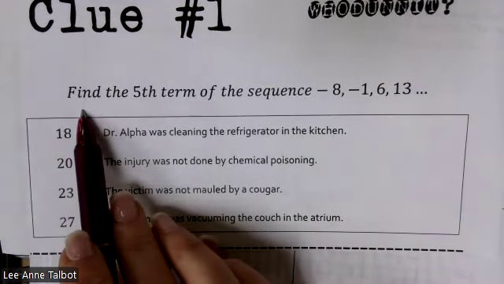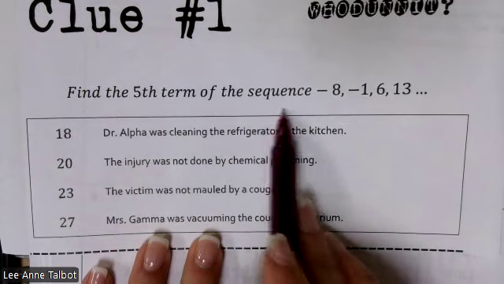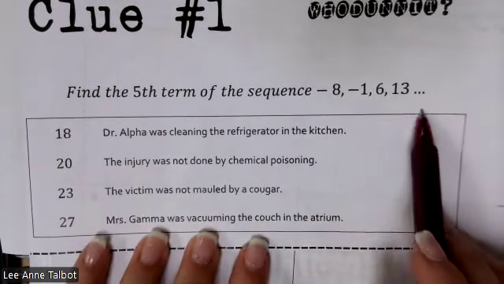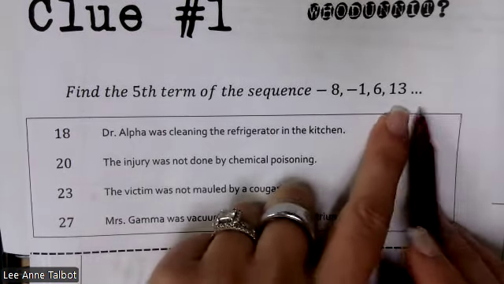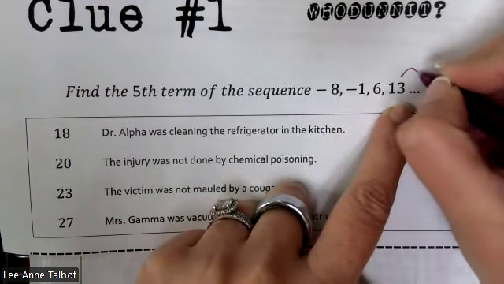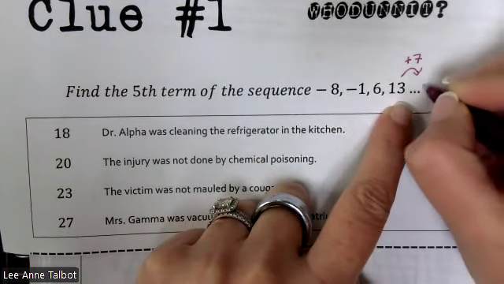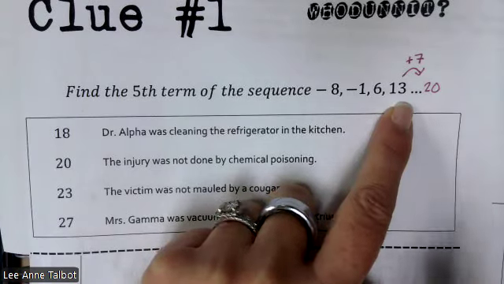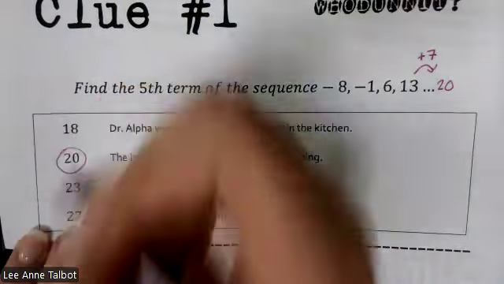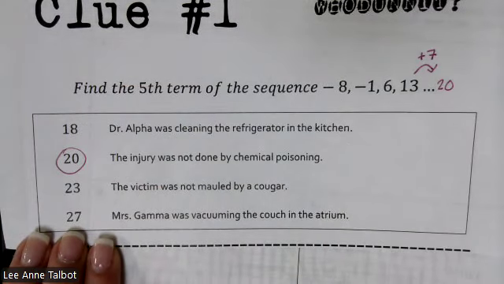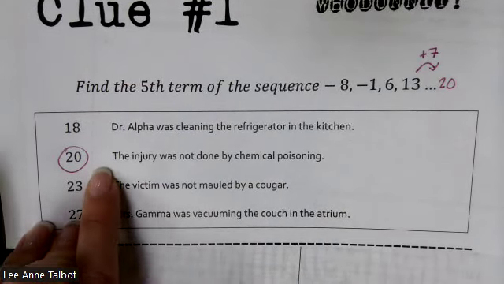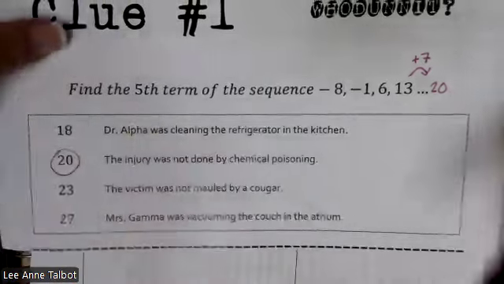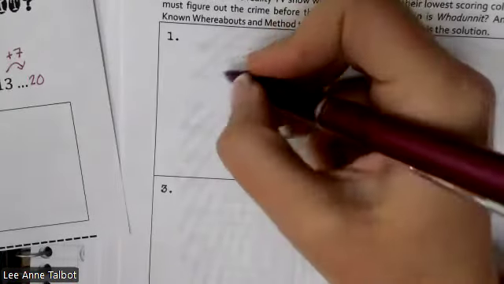And it says, this was so easy. Find the 5th term of the sequence. Okay, so what is this going up by? 7. Okay, so plus 7. So the 5th term would be 20. Okay, that means that the 5th term is 20. This is the correct answer. And so what you do, I don't even know what you would write here.